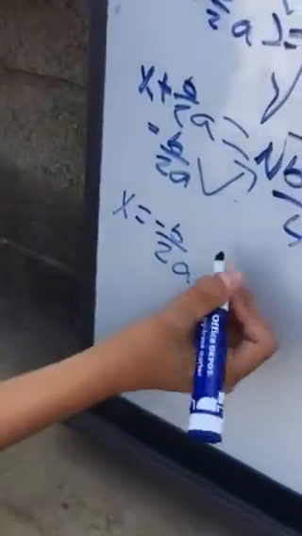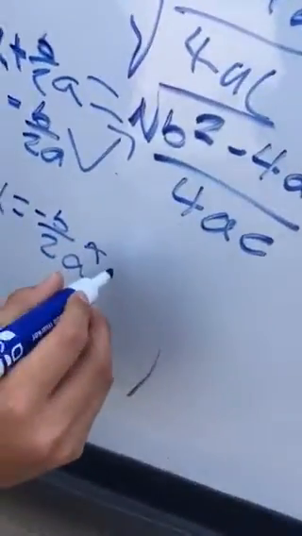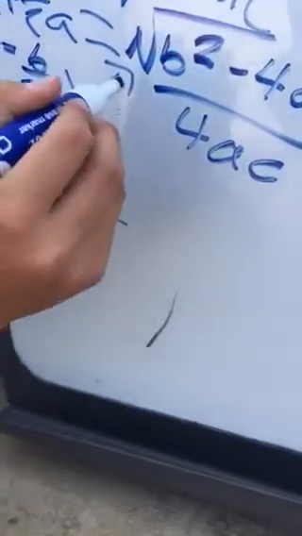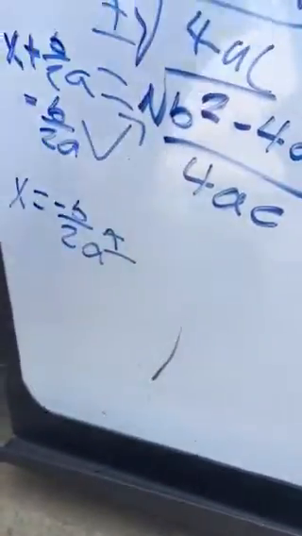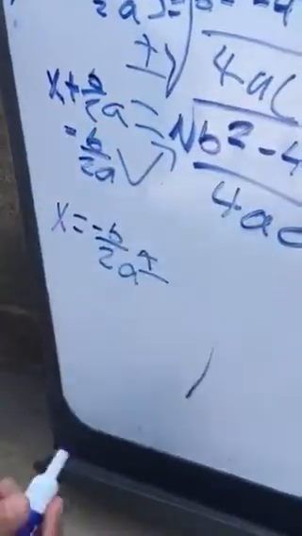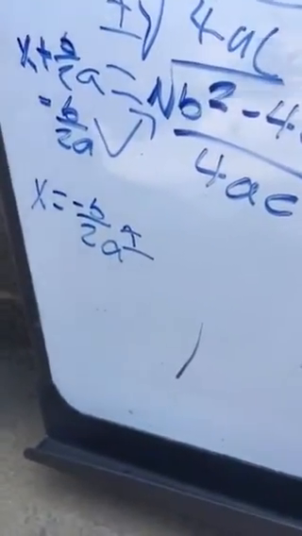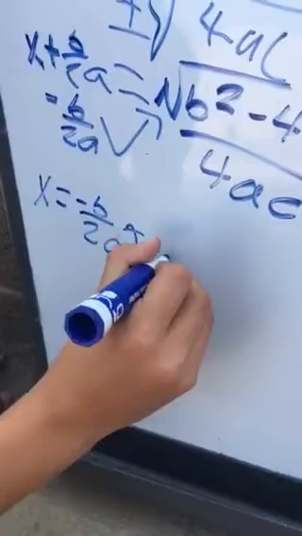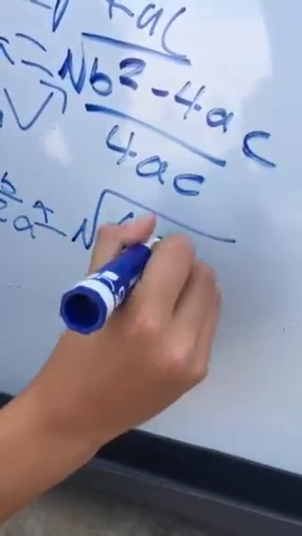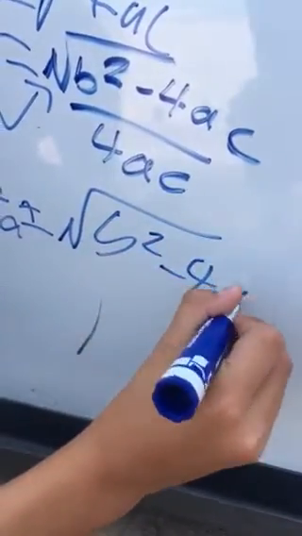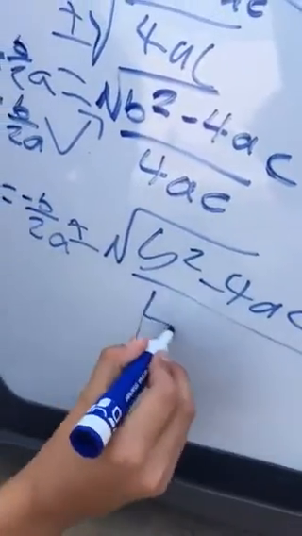So we're going to get x equals negative b plus or minus, because we do the plus or minus here, I forgot to do that. Plus or minus, because when you square root, you do plus or minus, because it can be on either side of the graph, either negative or positive. Square root of b squared minus 4ac over 4a squared.